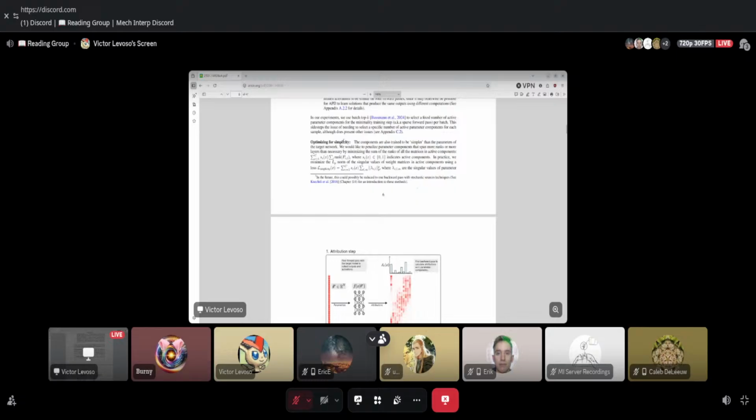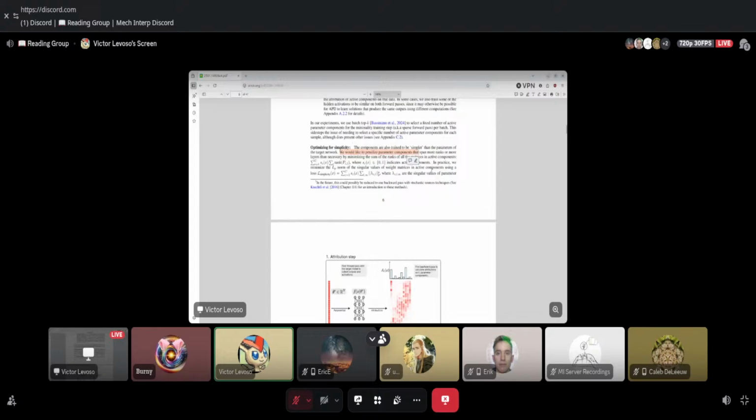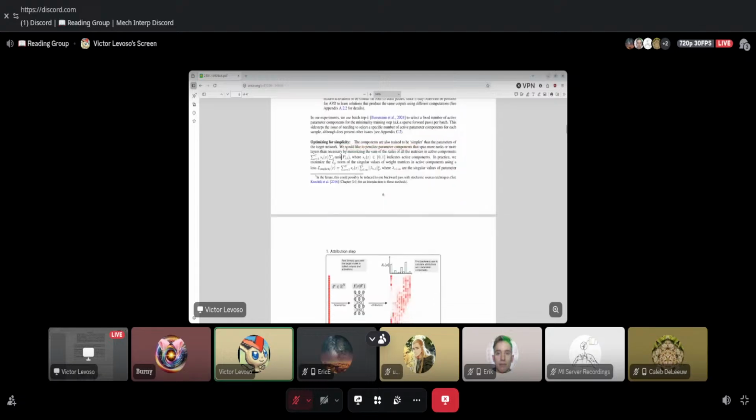But components should also try to be simpler than the target network. We would like to penalize the parameter components. Also, I see the user is writing, but I'll look at this first while you write.